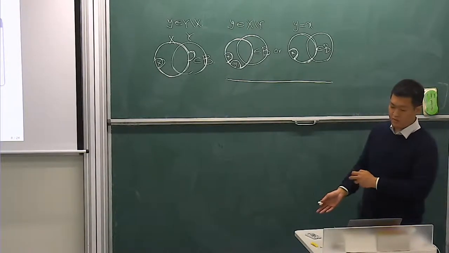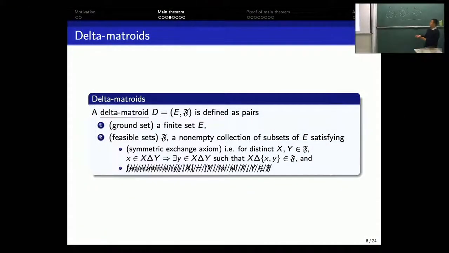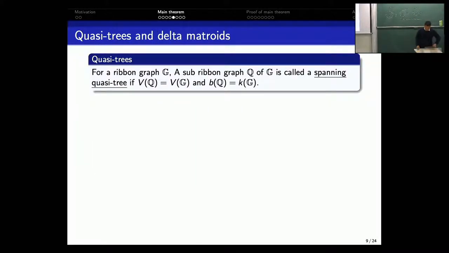But how about forgetting about the equicardinality? Why not? So I just delete this equicardinality condition, and that makes this set system a delta matroid. So a delta matroid is a pair of a ground set, which is a finite set again, and a non-empty collection of subsets of E called feasible sets, which satisfy the symmetric exchange axiom. So we can also have these two possibilities. Yeah, and there is a halfway to go.